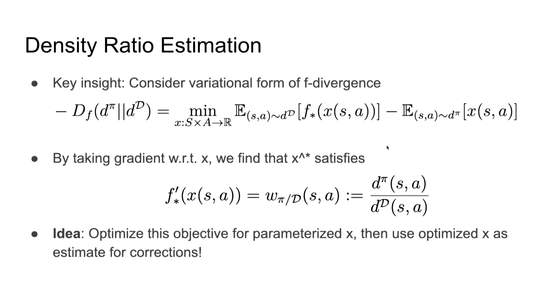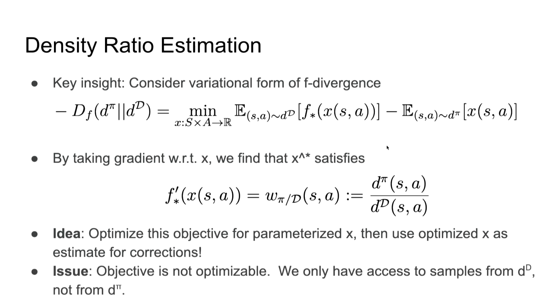And so now we have an interesting idea. Let's just optimize this variational form of the F divergence. The x we find as the optimal will then give us an estimate for the corrections using this nice identity. But then we have an issue. Unlike in the previous application where we used the F divergence, we don't actually have access to samples from both of these distributions. We only have access to samples from the first one, the off-policy distribution. The on-policy distribution, we don't have access to. So now the question becomes, we're getting closer, but how do we handle this on-policy expectation?